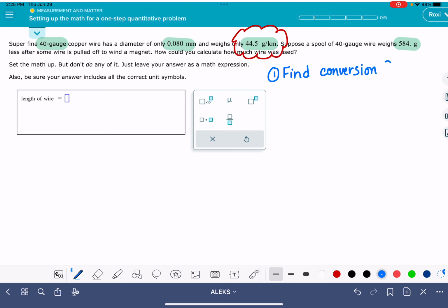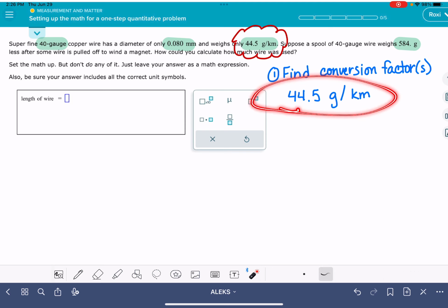Find the conversion factors. Now, most of these problems on ALEKS only have one conversion factor in them, but I know there's at least one of this problem on ALEKS that has two conversion factors in it, and that makes the problem even trickier, but I know you can do it. So find the conversion factors, and I'm just going to make a note of that, 44.5 grams per kilometer. You are going to need to use this conversion factor to solve the problem. And if you're looking at a version of the problem that has two conversion factors in it, you're going to need to use one of those conversion factors, but not both of them. So part of your challenge at this point is figuring out which conversion factor you need and which one is just there to confuse you.